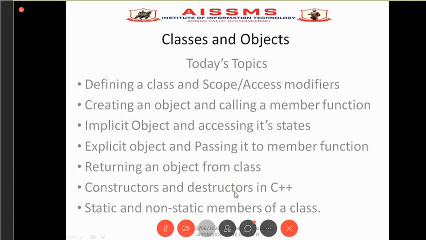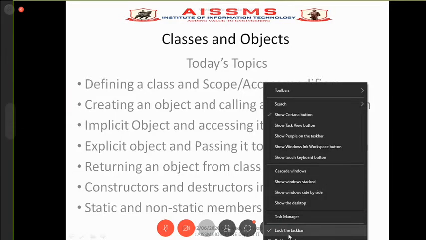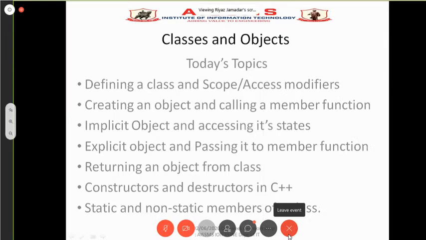Defining a class and the study of its access modifiers, creating an object and calling a member function, implicit object and accessing its states, explicit object and passing it to a member function, returning an object from a class or member function, constructors, destructors, static and non-static members. Along with this theory, some programs are also there. We'll see how we make use of these concepts for programming. So let us first start with defining a class.